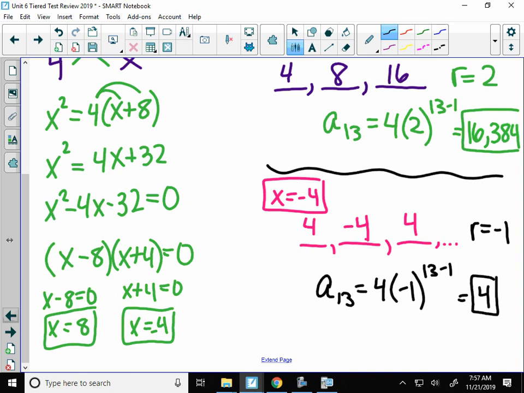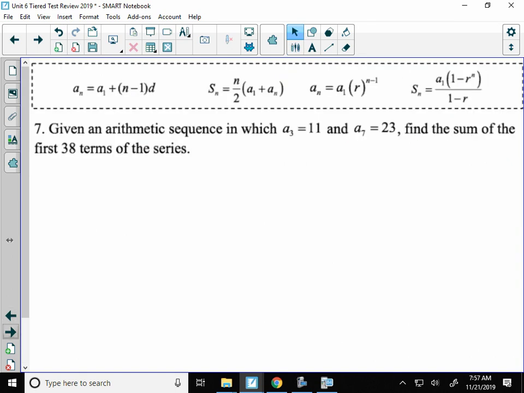So two similar problems, two different sequences, a little bit more applying what you learned to a more abstract situation, but I know you guys will do great. Last problem on the review, number 7, part 3. Given an arithmetic sequence, I'm not even going to worry about these two guys. A sub 3 is 11, A sub 7 is 23. Find the sum of the first 38 terms of the series.